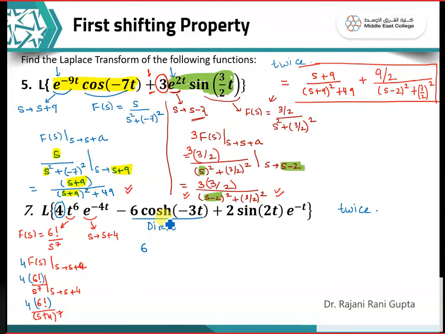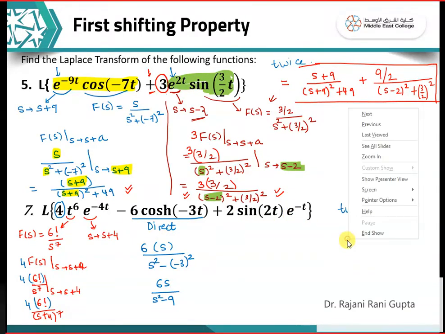6 cos h. Cos h means s over s square minus a square. A is minus 3 in this case. So it gives you 6s over s square minus 9. Then we come back to the third term. Third term, again we have terms in multiplication.